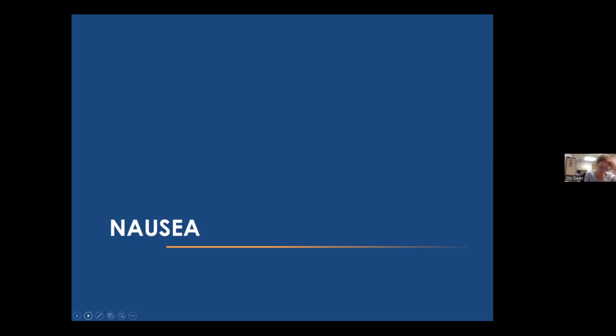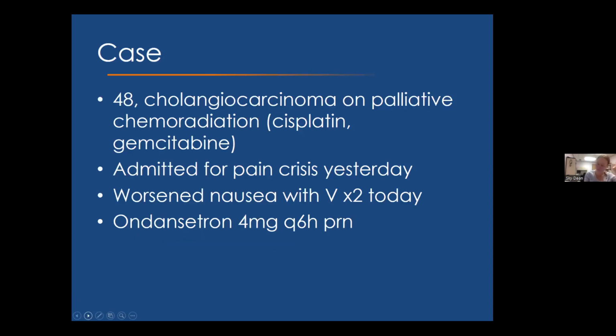So nausea is the symptom I'm going to focus on today, and I'll start with a case. A 48-year-old woman with cholangiocarcinoma, on palliative chemoradiation, came into the hospital yesterday for a pain crisis. Today, you see her, she has more nausea, she vomited twice. She has ondansetron 4 milligrams Q6 PRN available. Just think about it in your own mind for a minute. What do you think is causing her nausea, or could be causing her nausea?